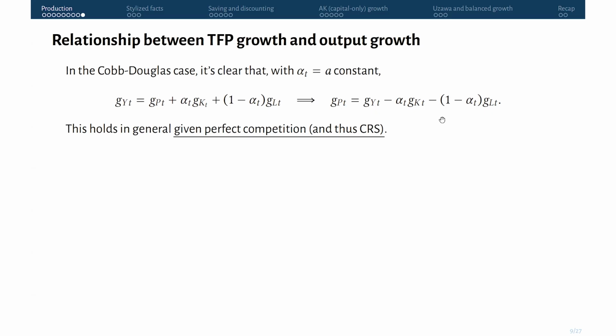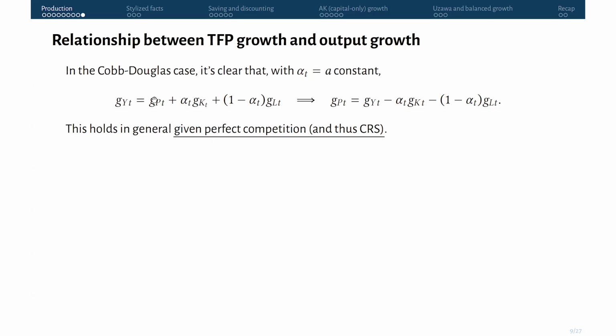Something I'll cover a bit later is how to think about manipulating growth rates like this, how to work out what the growth rate of some variable is when you know the growth rates of the various inputs to the function that generates the variable. But briefly, for those who are familiar with this sort of thing, I'll just note that in the Cobb-Douglas case, given this constant capital share equaling little a, you can easily work out what TFP growth is given observed growth rates in output, capital, and labor, right?